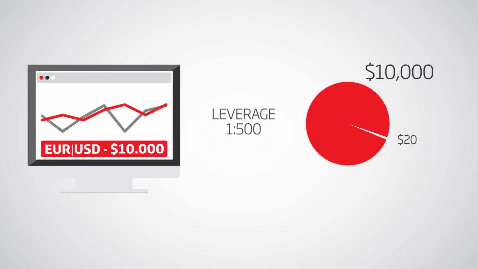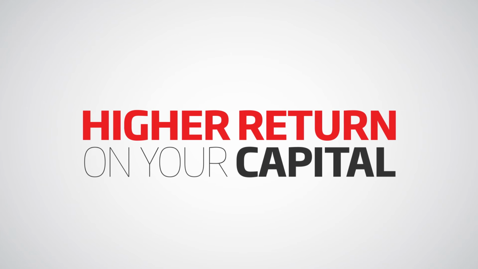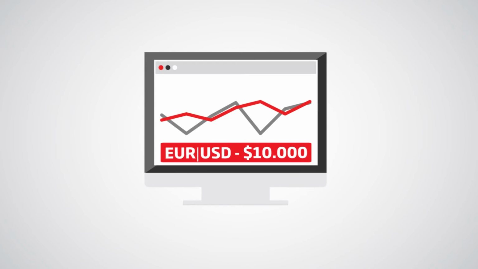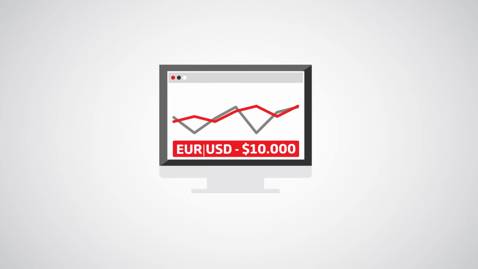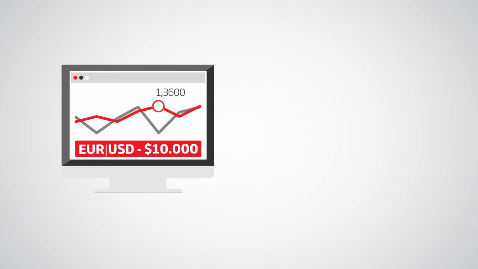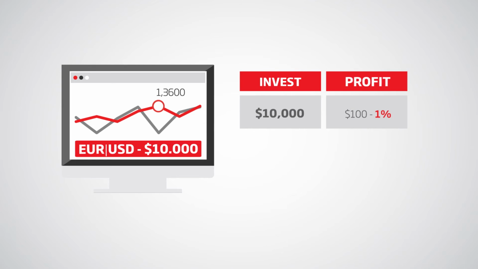The advantage to this is that you get a much higher return on your capital. Let's say you buy one mini lot of Euro USD for $10,000, which is currently trading at 1.35. Let's say Euro USD goes to 1.36. For every dollar you've invested, you'll make 1 cent. So that's 10,000 cents or $100. If you put up the whole $10,000, then your $100 profit would be 1%. But if you only put $20 margin to begin with, then your profit would be 500%.